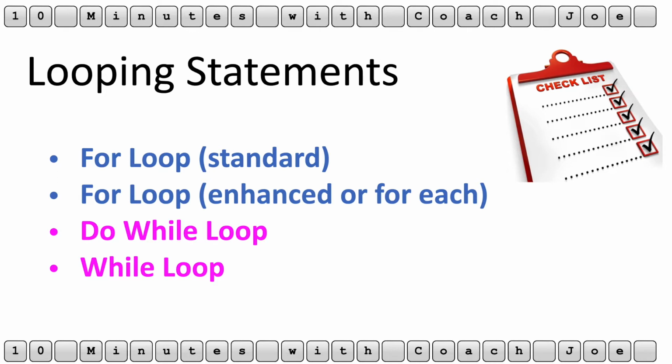If you recall from lesson 24, the standard for loop is used when you know the exact number of iterations a block of code will be executed. And from lesson 25, the enhanced for loop is used when iterating over a collection like an array, arraylist, set, or map. The do while and while loops will be used when a block of code needs to be executed an undetermined number of times.